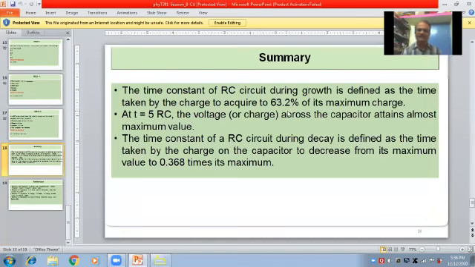So the summary of this session is that the time constant of an RC circuit during growth is defined as the time taken by the charge to reach 63.2% of its maximum value. That is the meaning of the time constant. At t is equal to 5 RC, the voltage across the capacitor attains almost its maximum value. The time constant of an RC circuit during decay is defined as the time taken by the charge on the capacitor to decrease from its maximum value to 0.36 times its maximum. So this also we have studied.